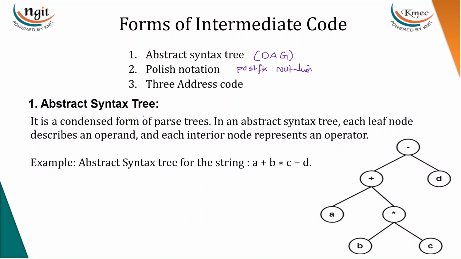The abstract syntax tree is nothing but a condensed form of the parse tree. For example, if you know the precedence and associativity of the operators, then you can simply construct the AST without knowing where we are executing the code.